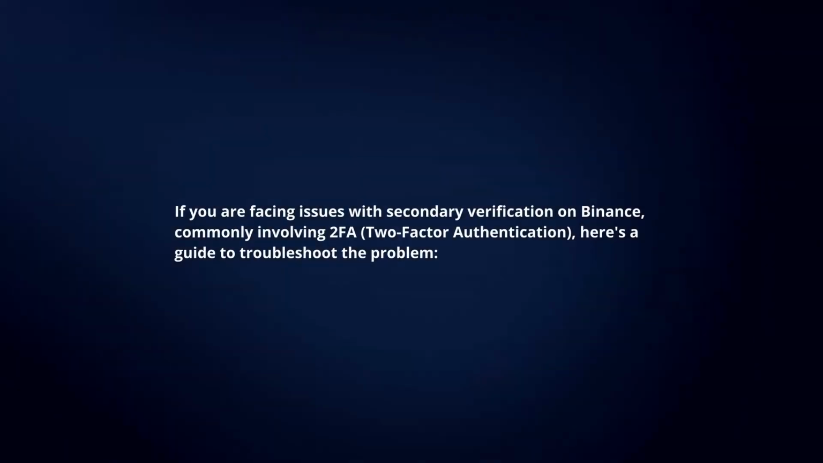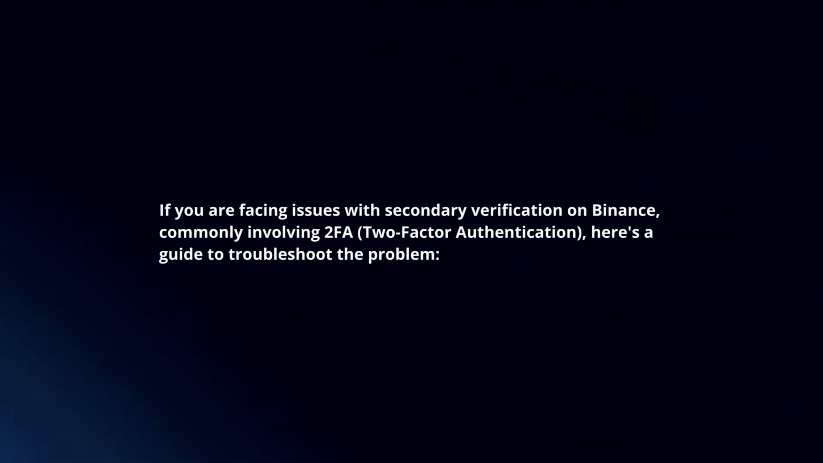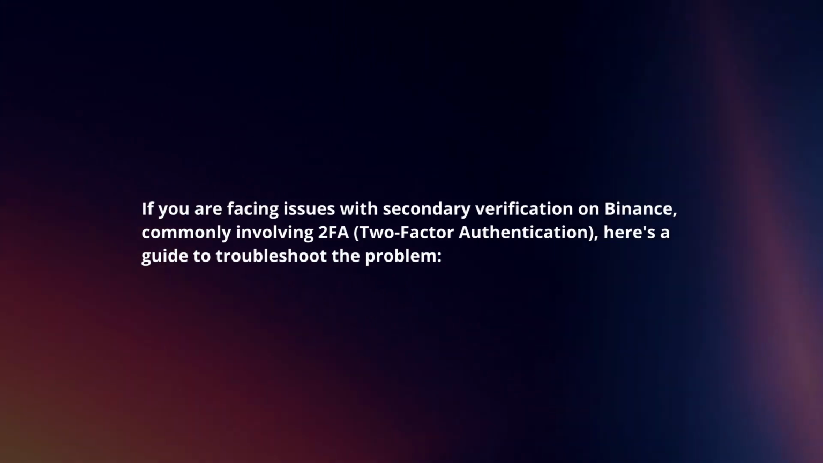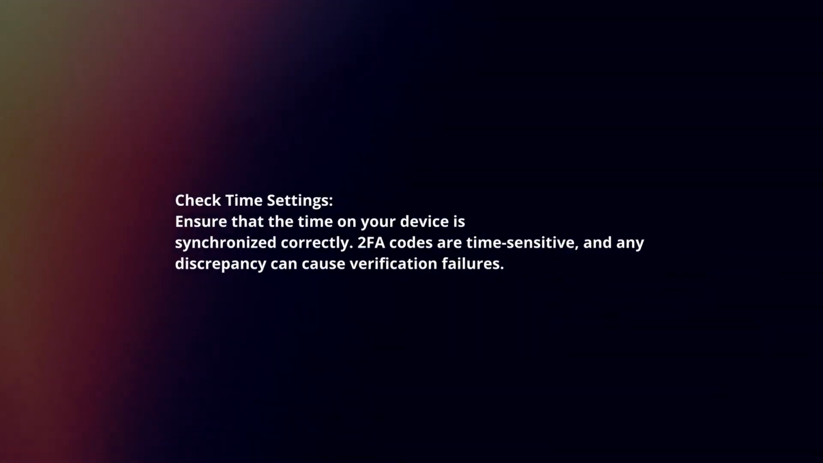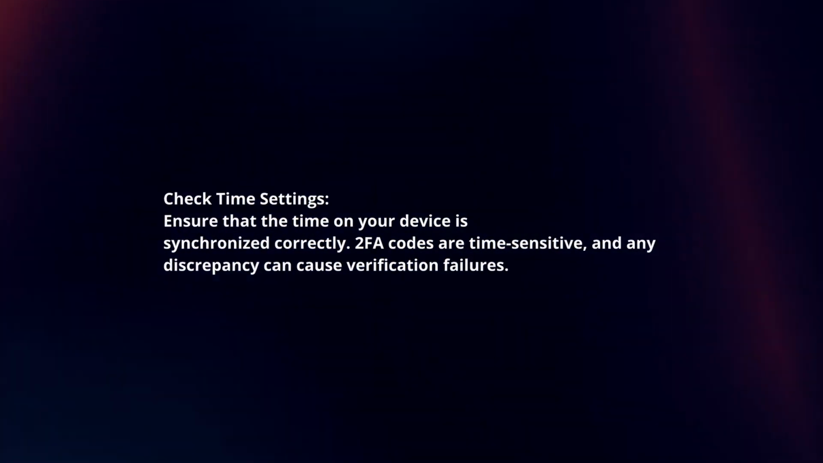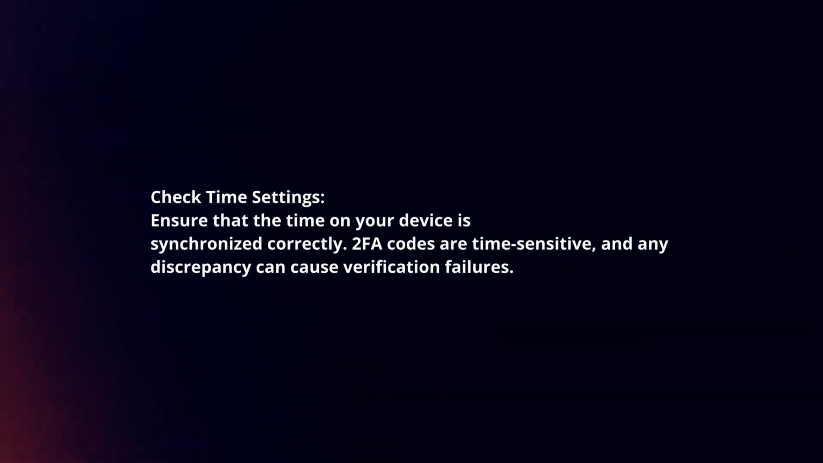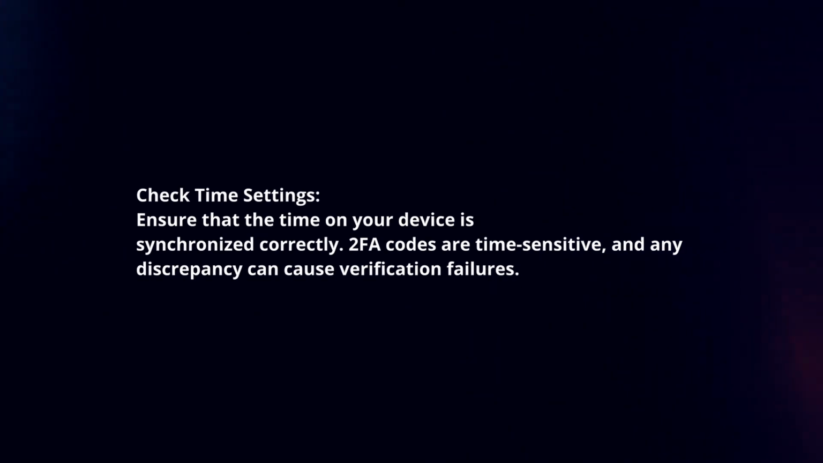If you are facing issues with secondary verification on Binance, commonly involving 2FA, here's a guide to troubleshoot the problem. Check time settings. Ensure that the time on your device is synchronized correctly. 2FA codes are time sensitive and any discrepancy can cause verification failures.